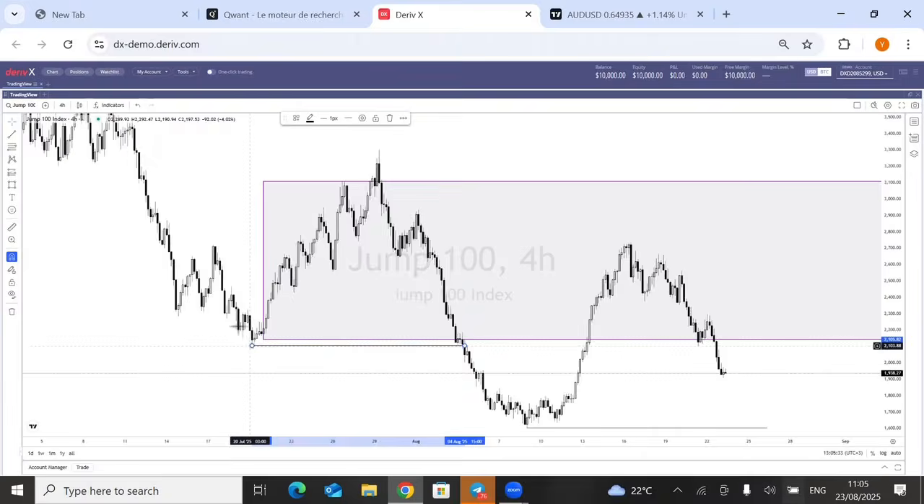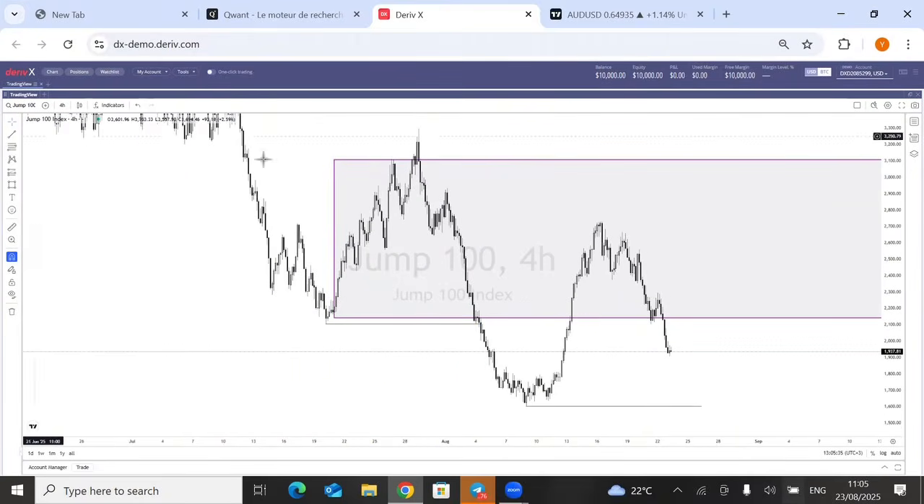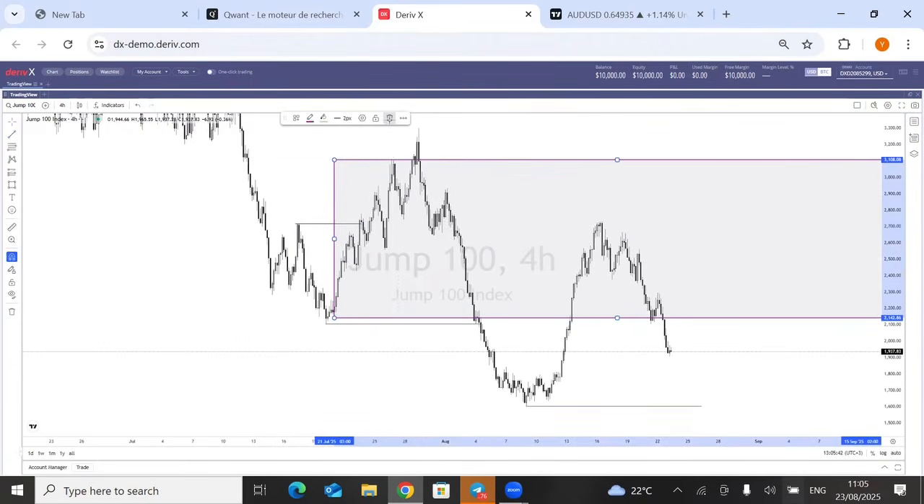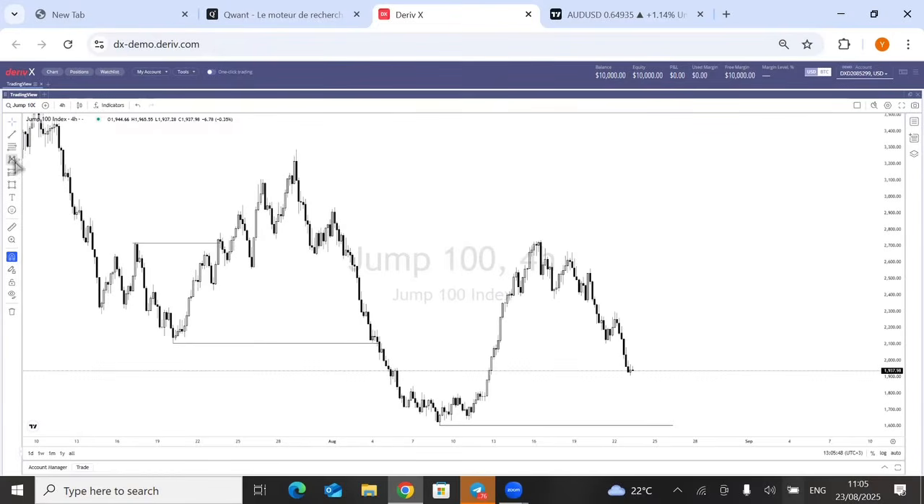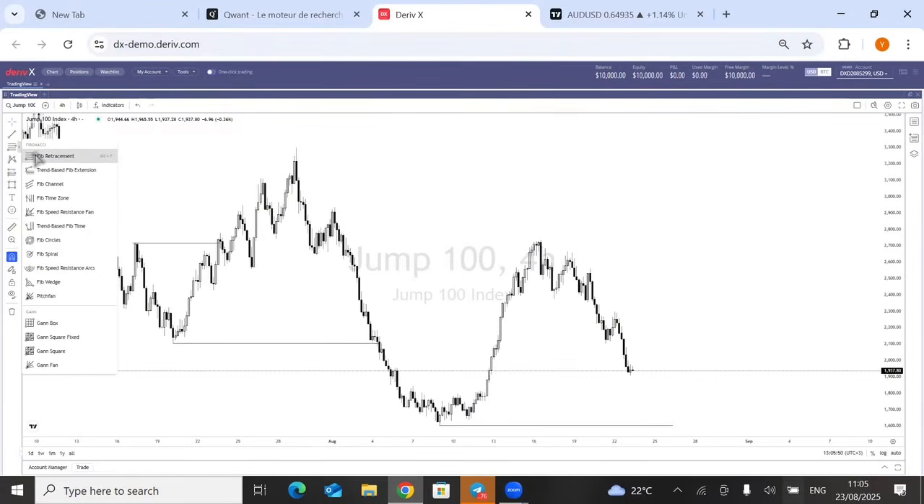Here's my break of structure to the downside, and here is my sweep of liquidity. Here's my sweep right here. Then if I take this off, you see I have a range I have to focus on. So how do I determine my range? I use my Gann tool or my Fibonacci retracement tool.